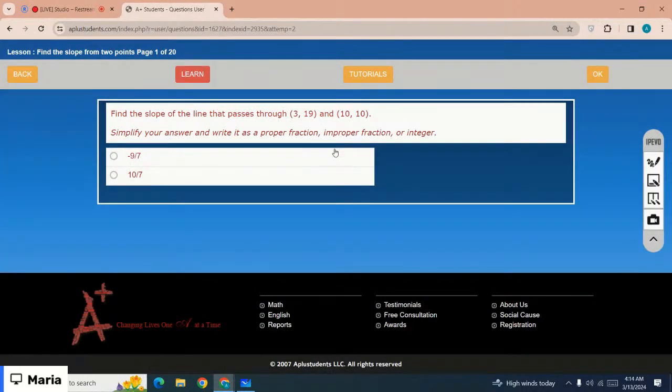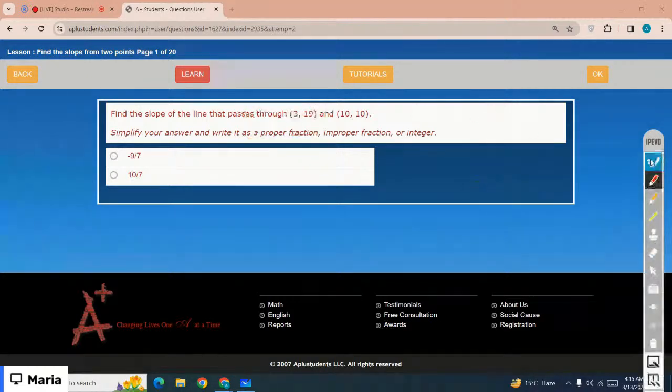Okay, find the slope of the line that passes through 3, 19 and 10, 10. So here you are given the 2 points, they are 3, 19 and 10, 10. You have to calculate the slope of these 2 points. Okay, so this is x1, y1 and this is x2, y2. The slope is m equals y2 minus y1 divided by x2 minus x1.